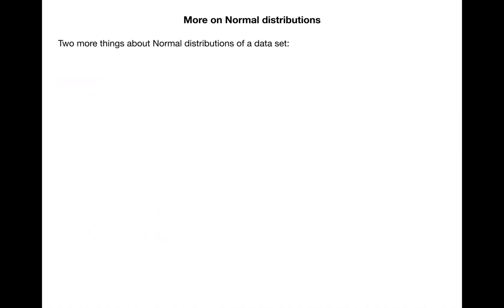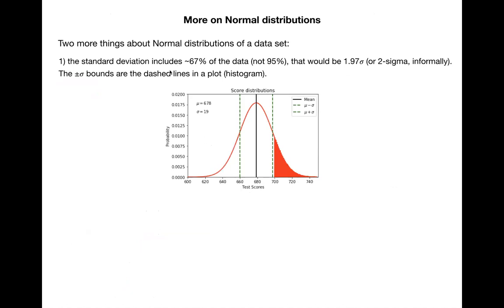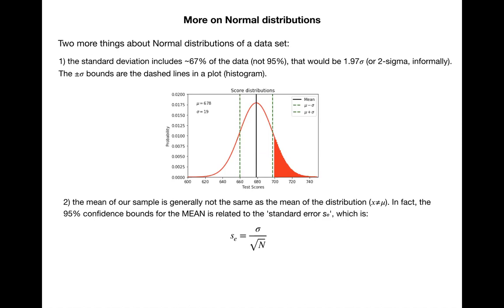Two more things you need to know about the normal distribution of a data set. One, one standard deviation includes about 67% of the data, which is not 95, right? 95% would be about 1.7 sigma, which is almost 2 sigma. So 1 sigma includes 67%, 2 sigma includes 95%. Second, the mean of our samples is generally not the same as the mean of the distribution, because that only works when you have an infinite amount of data points, and you can test that in the Monte Carlo simulations that you did.